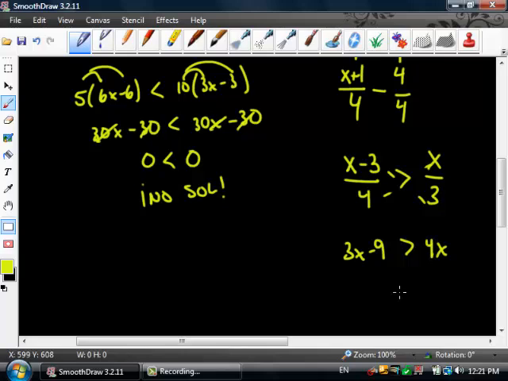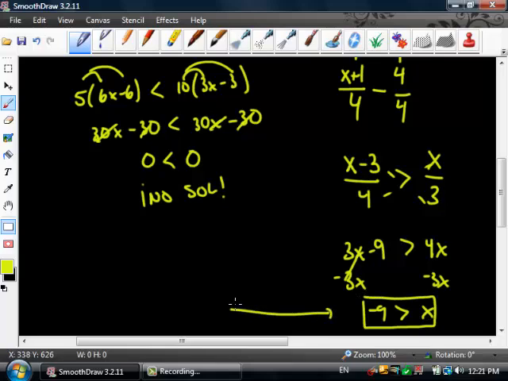And then 4x. Let's subtract 3x from both sides. Negative 9 is greater than x. Yes, or did I make a mistake somewhere? Yes, Eric? I got negative 9 is less than x. Am I right or is Eric right? Yeah, that's what I thought, right?